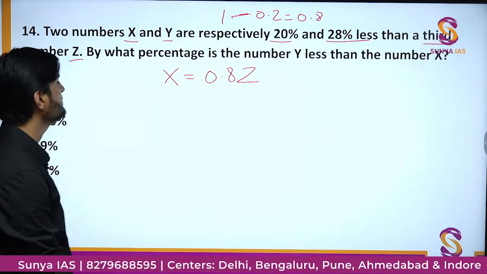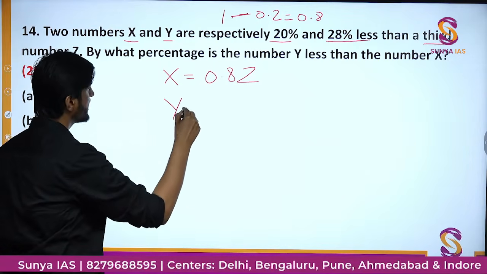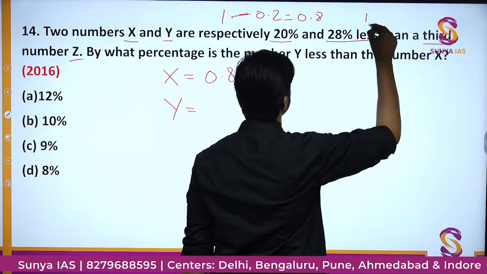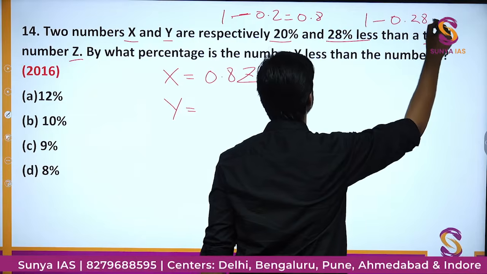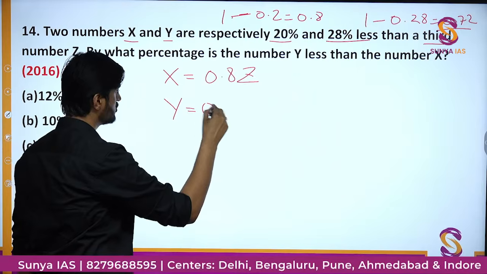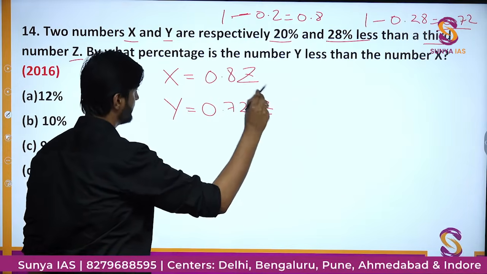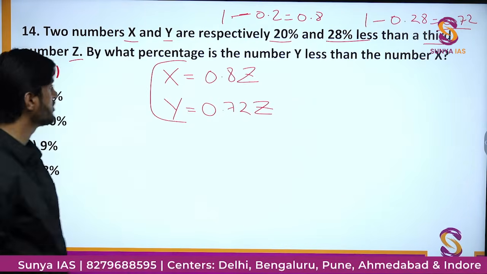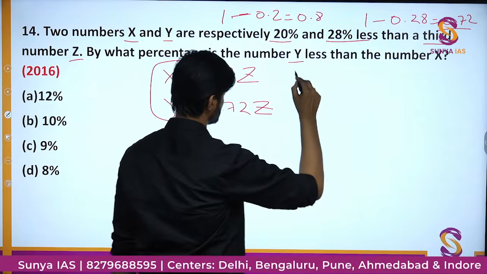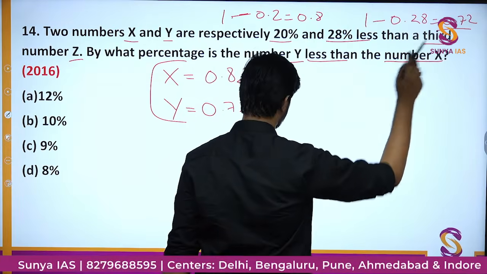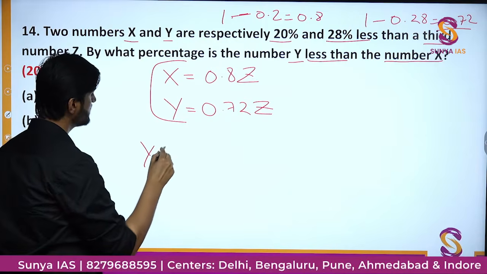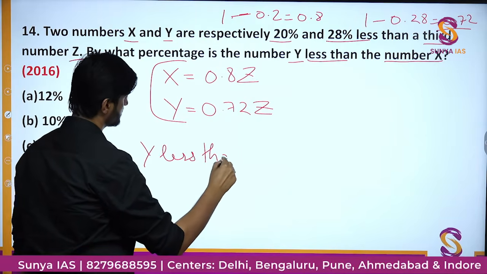Okay. If we talk about Y, Y is 28% less. How can we represent that? We can represent it like this: 1 minus 0.28, that is going to be 0.72. So that would be Y equal to 0.72Z. Okay, these are the values of X and Y in terms of Z. By what percentage is the number Y less than the number X? So we have to find out how much is Y less than X.